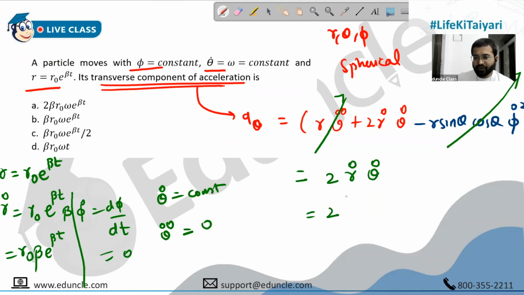So we have got 2. What is r dot? r dot is r naught beta e raised to beta t. And what is theta dot? Theta dot is omega. So which is our option? Option A. Copy please. That's the answer.